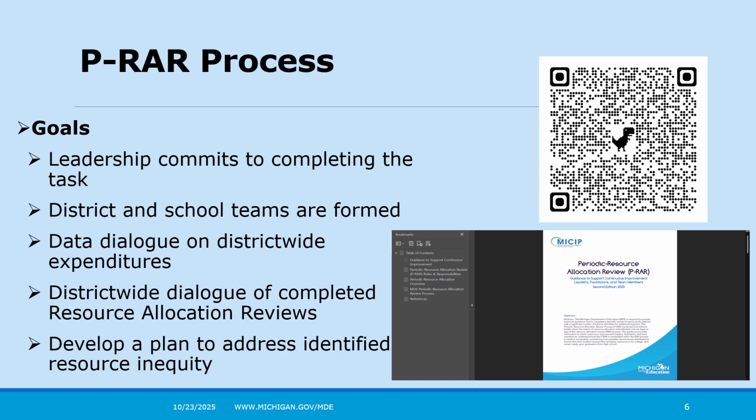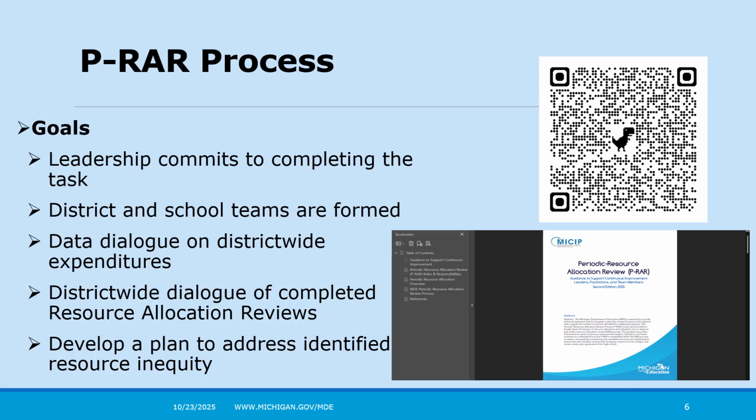The Periodic Resource Allocation Review Process Guide is located on the MDE website titled Resources for Schools Identified for CSI, ATS, or TSI, and may be accessed by using the QR code on the upper right corner of this slide. The document is tabulated for navigating the guidance.